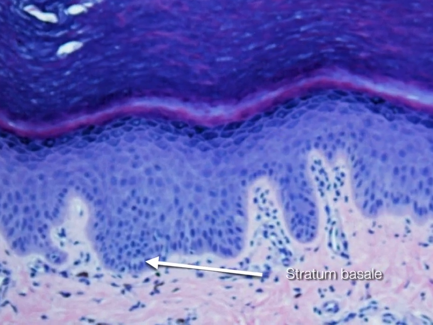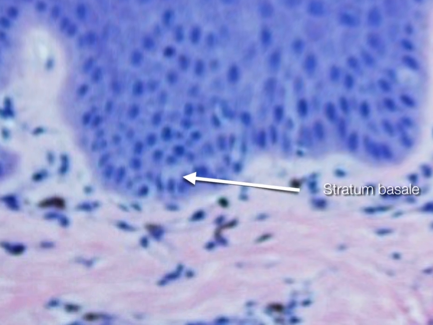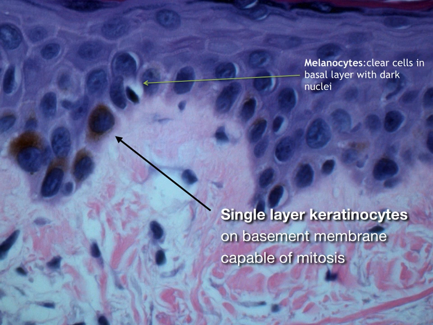Let's take a look at Stratum Basale first at higher magnification. The Stratum Basale is composed of a single layer of keratinocytes that are attached on the basement membrane. These keratinocytes are capable of mitosis to replenish the cells that are constantly being sloughed off. Also found on the Stratum Basale are the melanin-producing cells known as melanocytes. These are clear cells in the basal layer with dark nuclei. As a matter of fact, melanocytes can only be found in the basal layer.